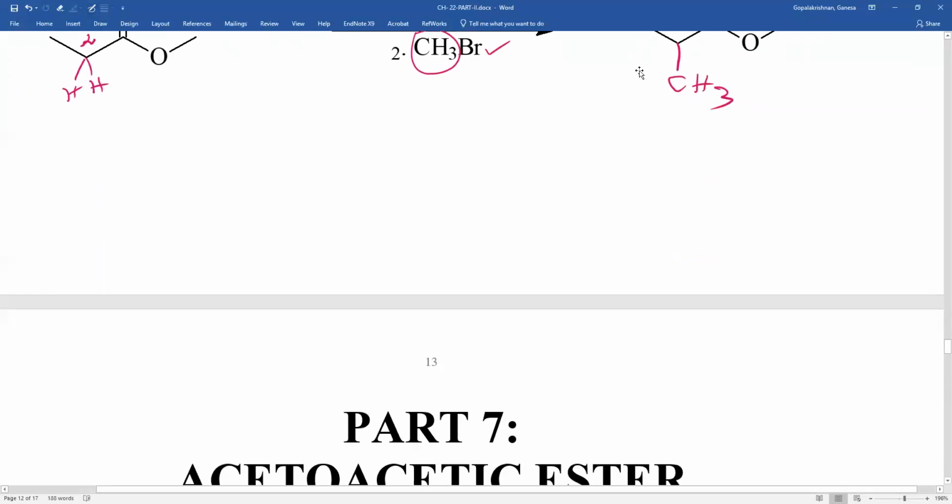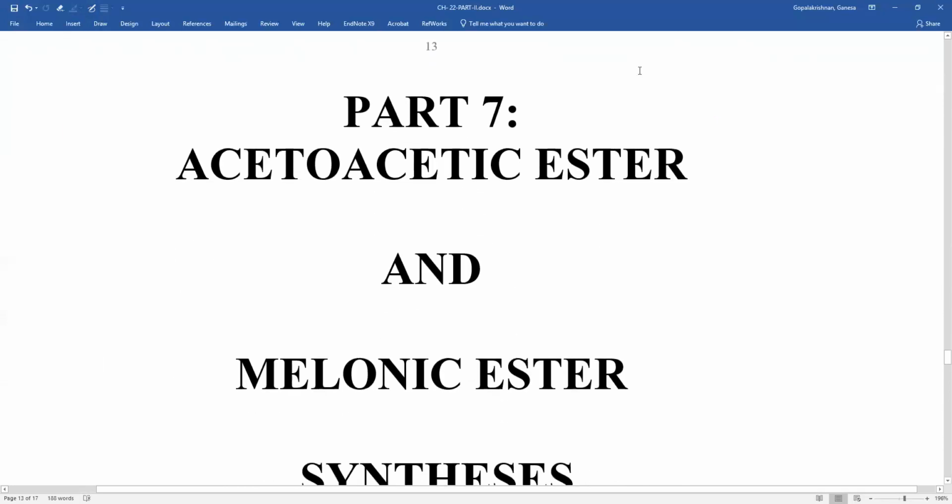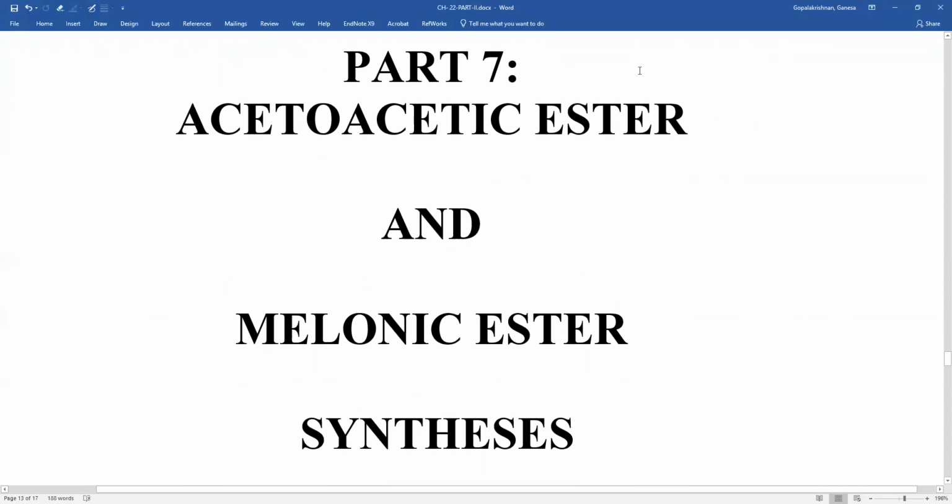Writing the product is pretty simple. Part 7 is acetoacetic ester and malonic ester synthesis. Listen carefully, because we lost some classes.